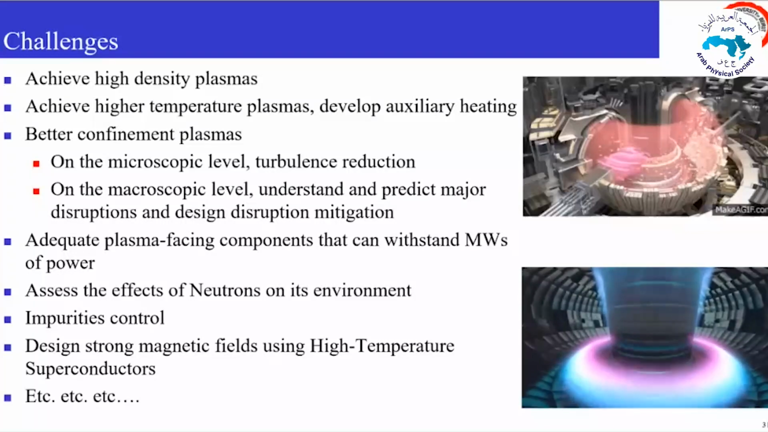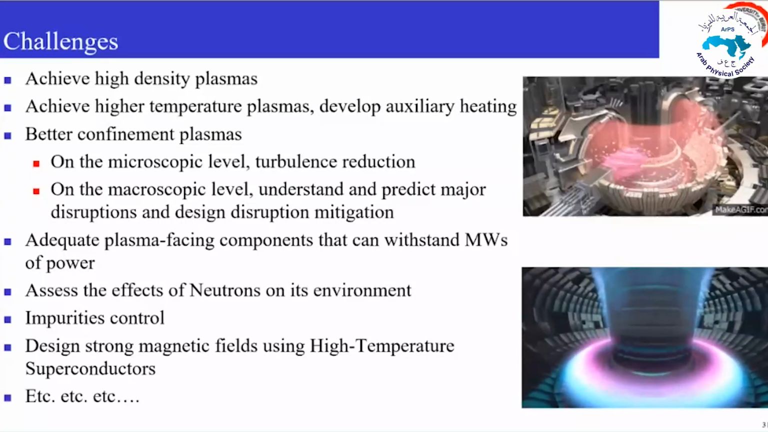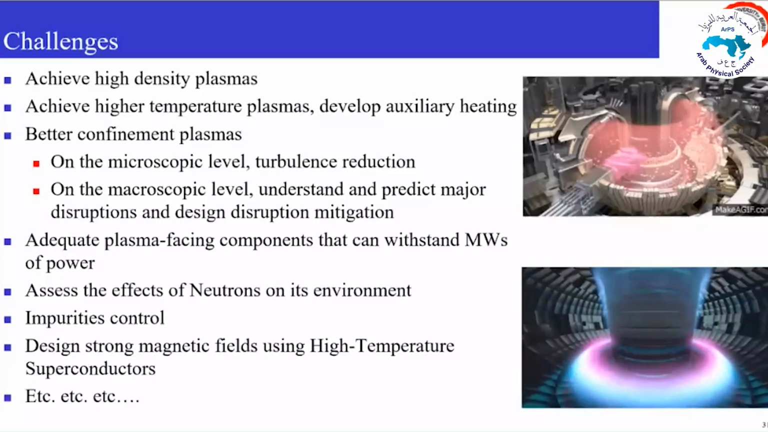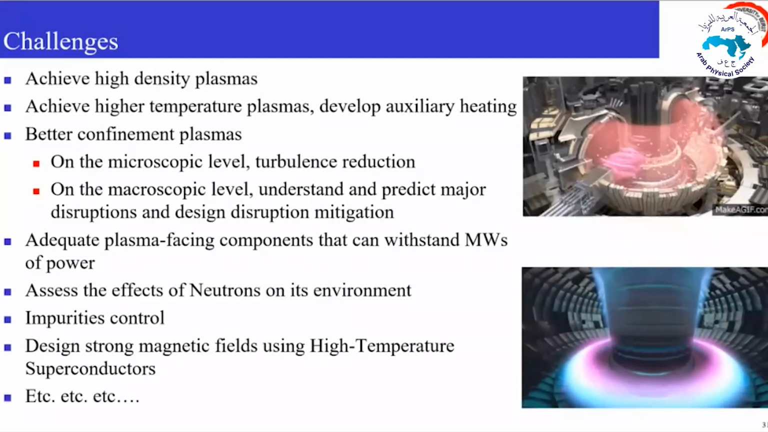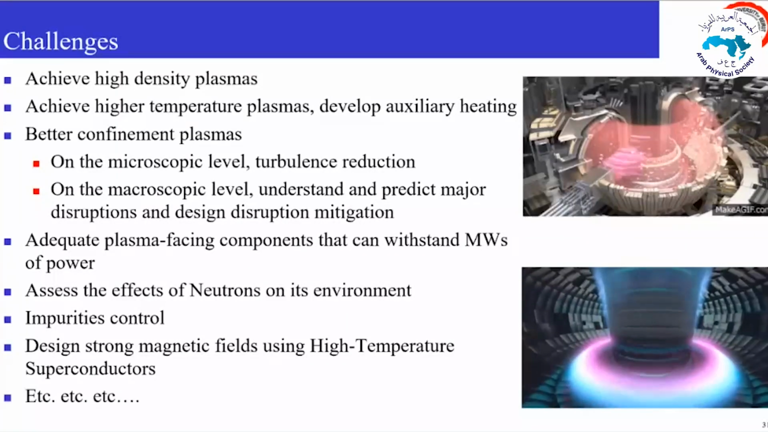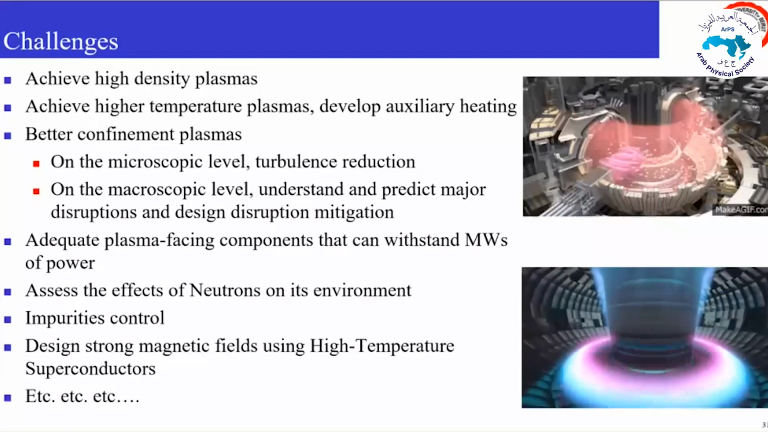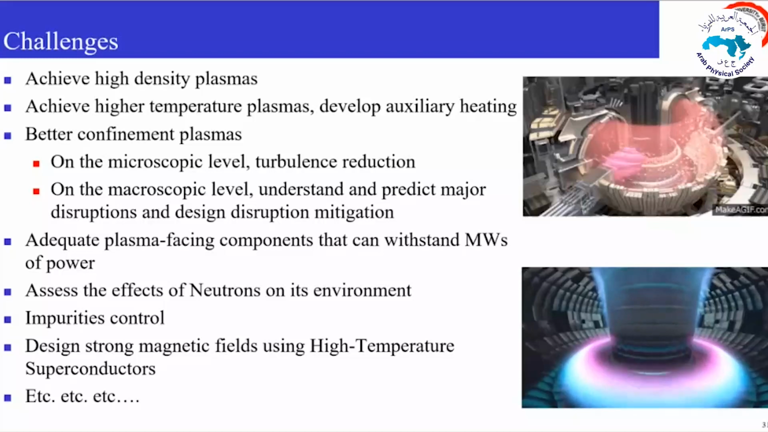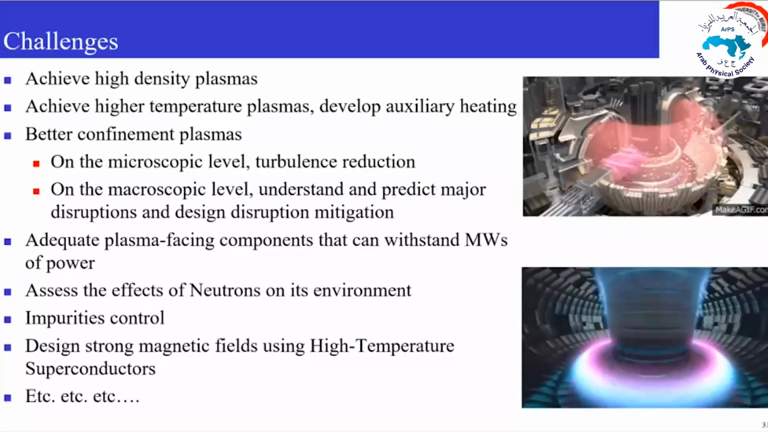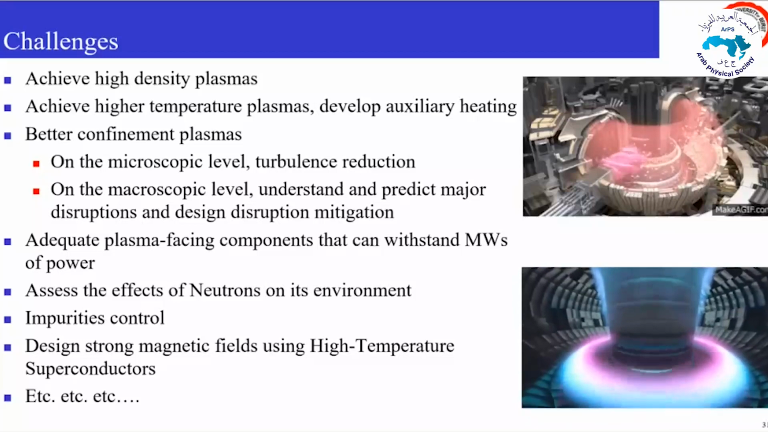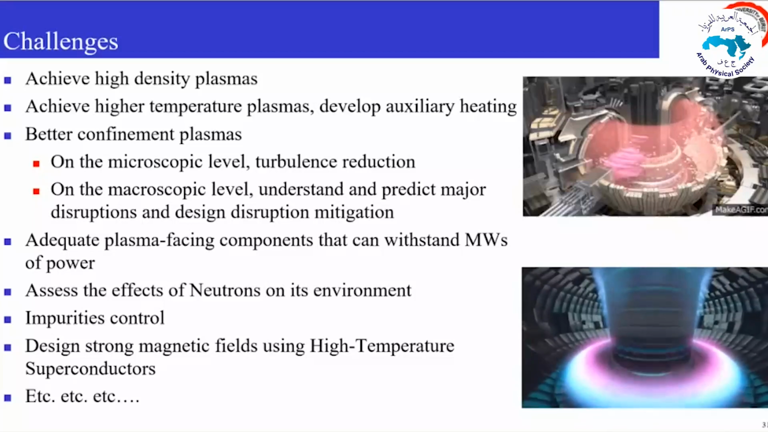Assess the effects of neutrons on the environment. In a fusion reactor, as I said, you're going to have neutrons, and these neutrons will interact with the medium. For example, if you have a high temperature superconductor, they will interact with it, and you will need to understand how the neutrons will affect this high temperature superconductor. We also need impurity control, etc. So there is a long list of really important challenges faced by the fusion community.